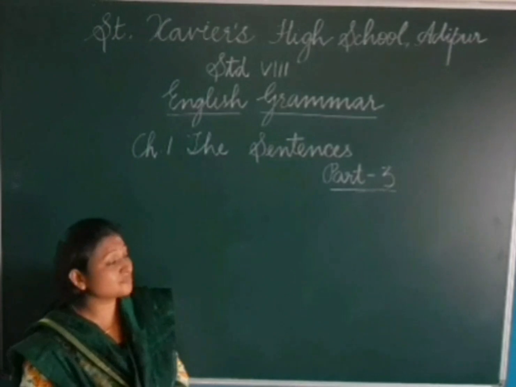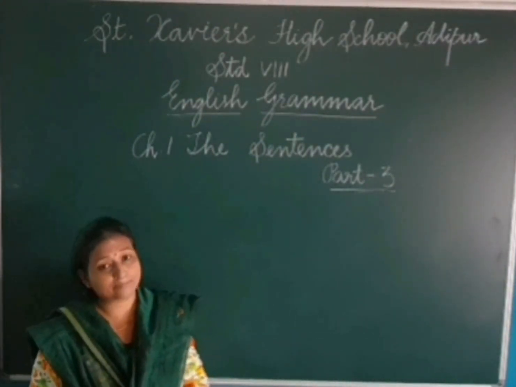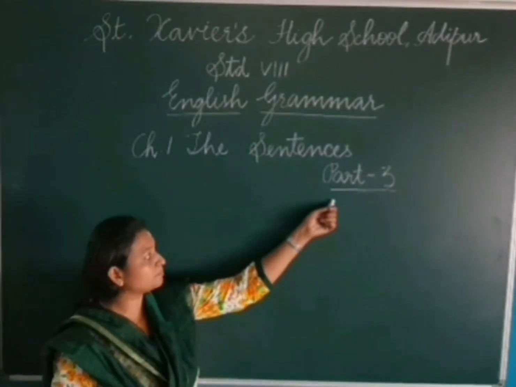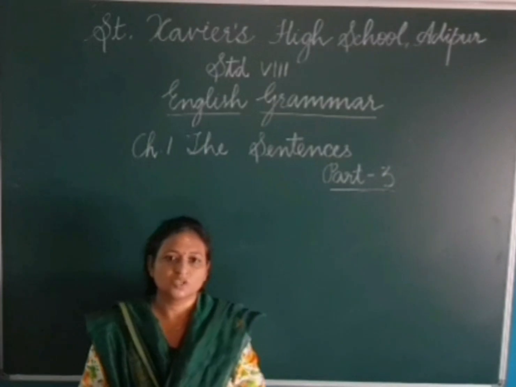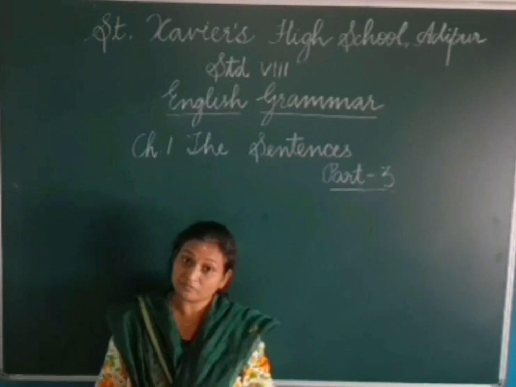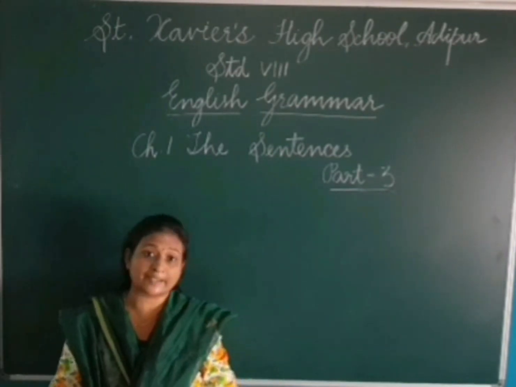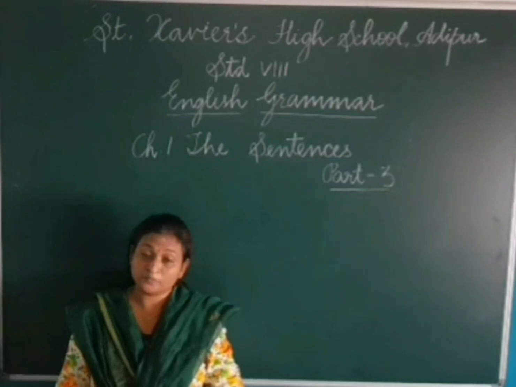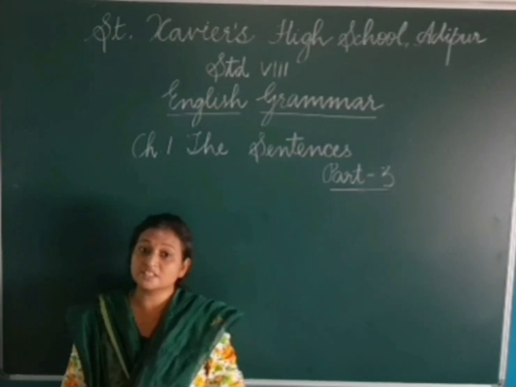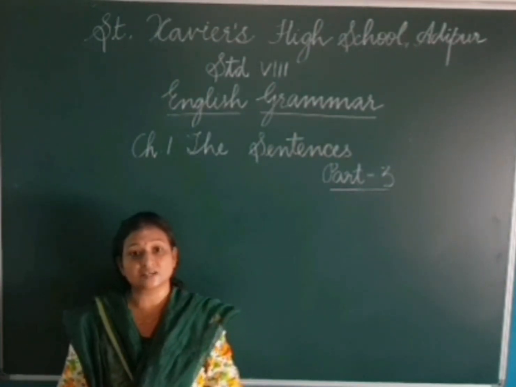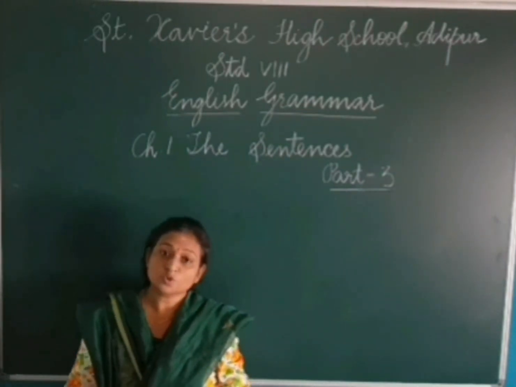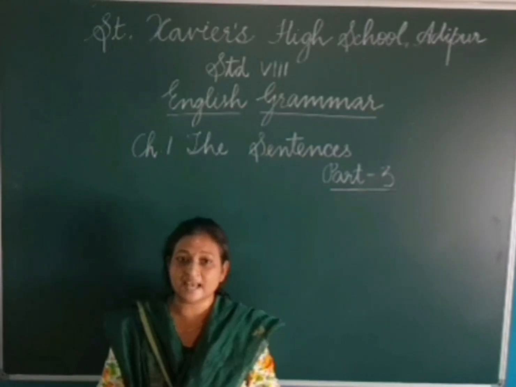Welcome to Grammar Classes, Chapter 1, the sentences, and in this session we will be doing the third part of this chapter. So, let's begin with exercise 2 based on what we have learned in the previous video, that is the 4 types of sentences. Which are they? First one was declarative, which we also call assertive sentences. Then we learnt about interrogative sentences. Then we learnt about imperative. And the 4th type of sentence is exclamatory. So, based on what we have learned, we will be doing exercise 2.